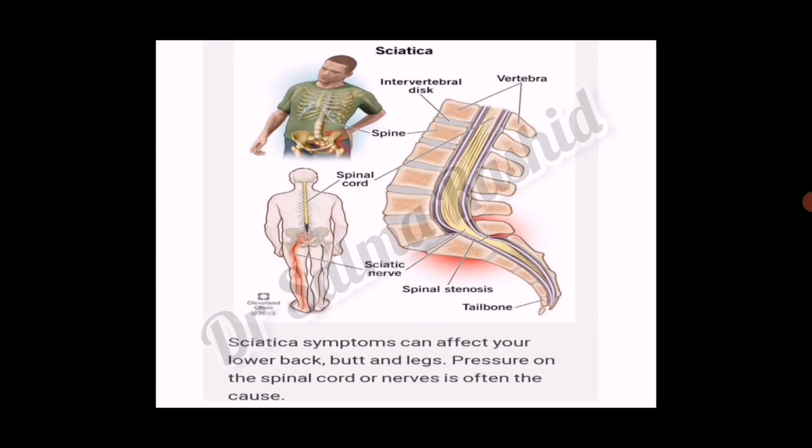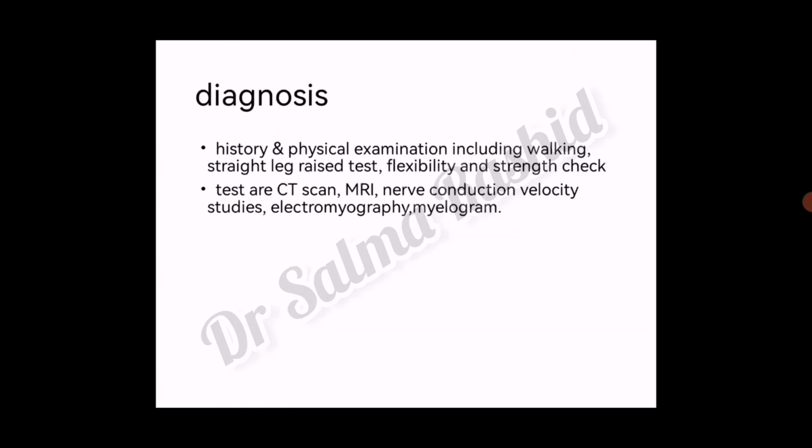Now this is sciatica. Here you can see that the patient could have pain from the back to the hip, thighs and leg up to the foot. Sciatica symptoms can affect your lower back, butt and legs. Pressure on the spinal cord or nerves is often the cause. Now the diagnosis is made by history and physical examination including walking, in which patient gait changes, straight leg raise test, and flexibility and strength checks.